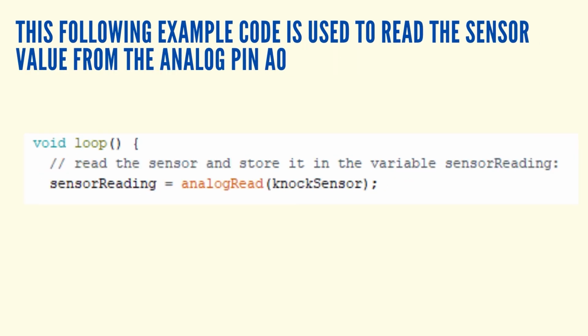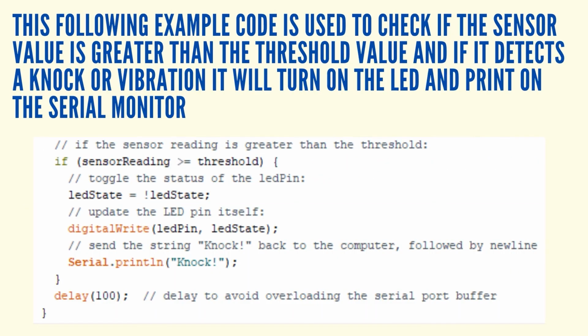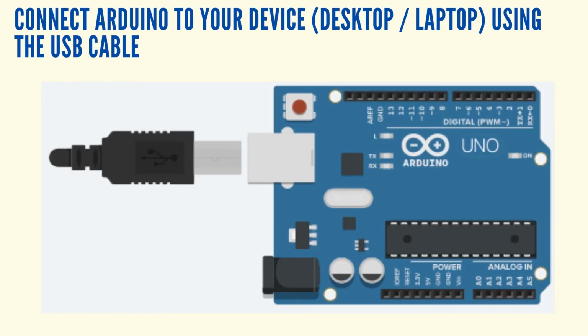The code is used to read the sensor value from the analog pin A0. The code then checks if the sensor value is greater than the threshold value. If the sensor detects a knock or vibration, it will turn the LED on and print knock on the serial monitor. Connect Arduino to your computer using the USB to B cable.